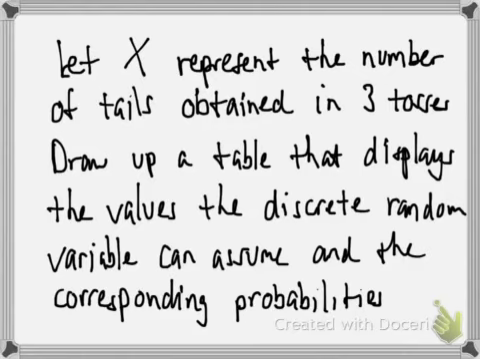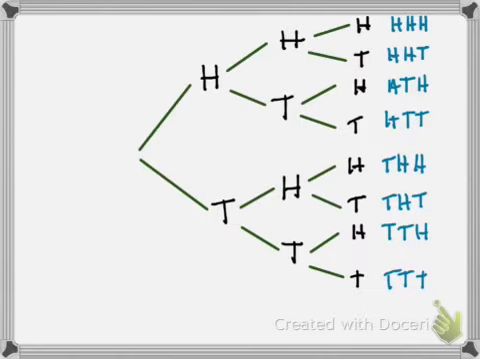What are the outcomes? I'm just focusing on the number of tails. So how many tails could I get out of the 3? None, or 1, or 2, or 3. So they're my outcomes. Either no tails at all, 1 tail out of the 3, 2, or all 3 are tails. So they're my possible outcomes there.